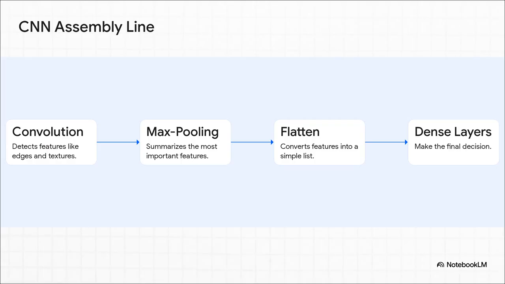Now, for something like images, a regular neural network isn't quite enough. We need a specialist. That's where the convolutional neural network, or CNN, comes in. It's specifically designed to understand how all the pixels in an image are arranged. I like to think of it as a feature-finding assembly line. First, the convolution step detects things like edges and textures. Then, max pooling summarizes the most important stuff it found. The flatten step just gets it all organized into a nice list. And then, the dense layers make the final call.